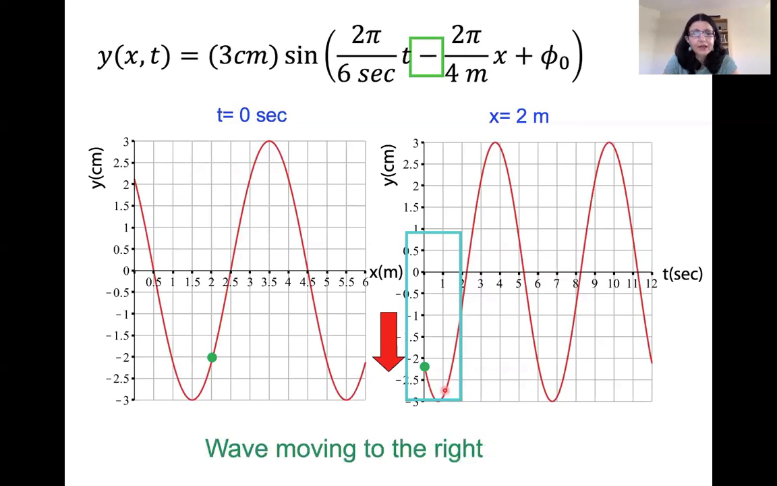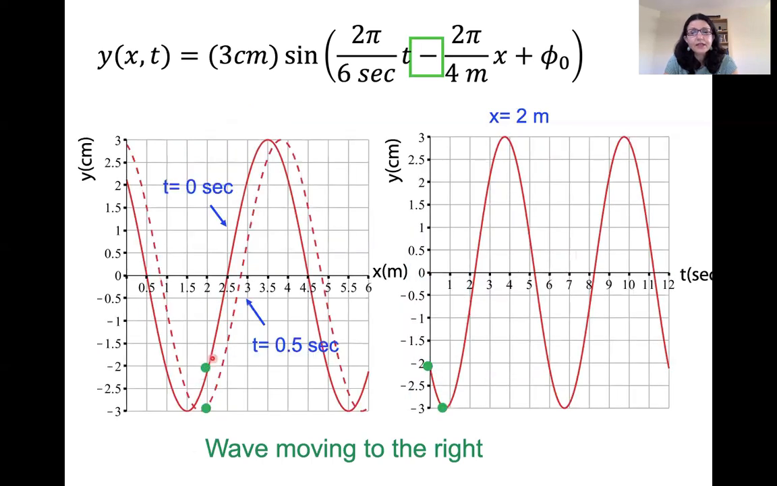Now let's look at the other case where the wave is moving to the right. If it is moving to the right, what you're picturing is that you're shifting this wave. So it is indeed a trough that's approaching this position at 2 meters, and the displacement is going down. So indeed, we found that the wave is moving to the right. So we put a minus sign here.